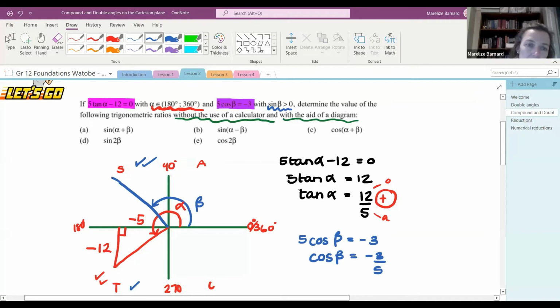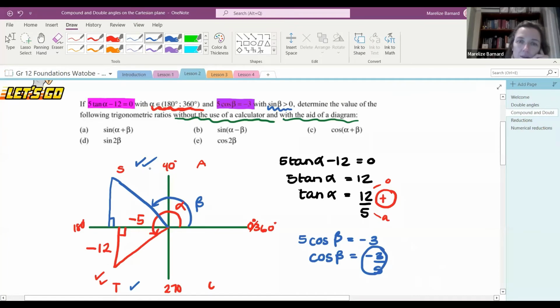And drop down a perpendicular to the x-axis, making a 90-degree angle. It is the second quadrant because cos is negative. From here we can see cos is negative. It's negative 3/5. So cos is negative because of the CAST diagram. Cos is negative in the second and the third quadrant.